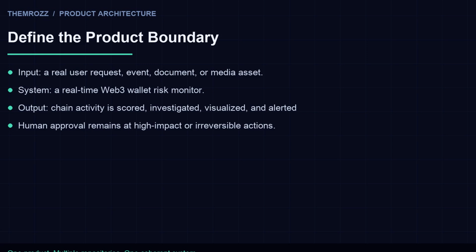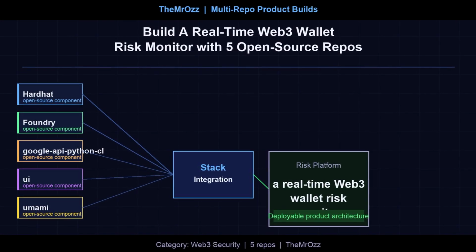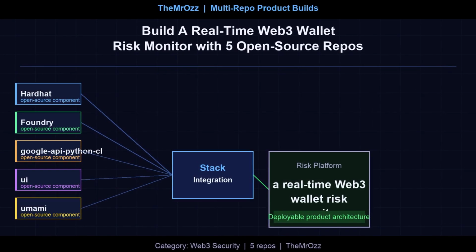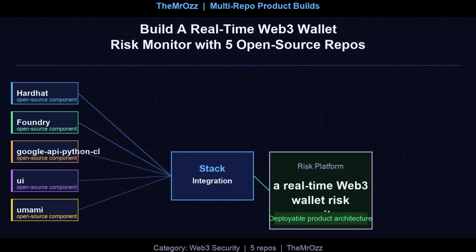Google API Python client bridges the product to external services like sending alerts via Gmail or logging incidents to Google Sheets for audit trails. It's not the flashiest part, but it's critical for integrating with teams already using Google Workspace. The UI repository powers the dashboard, rendering clean, customizable components for visualizing risk scores, transaction graphs, and historical trends. It's designed to be tweaked without reinventing the wheel.